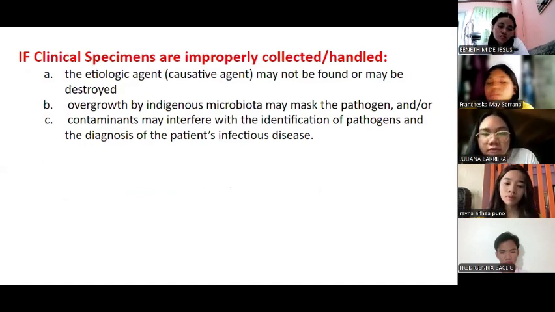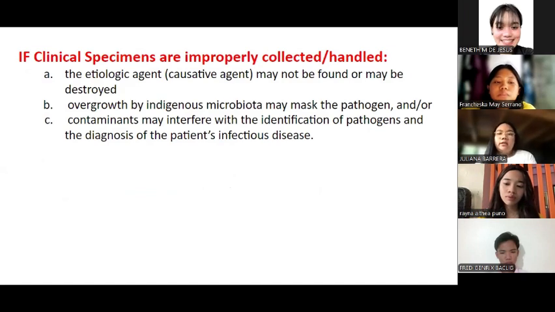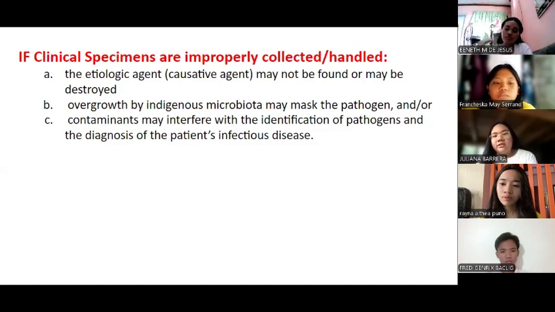Ayan. So, if clinical specimens are improperly collected or handled, the etiologic agent or the causative agent may not be found or may be destroyed. Overgrowth by indigenous microbiota may mask the pathogen and or contaminants may interfere with the identification of pathogens and the diagnosis of the patient's disease.